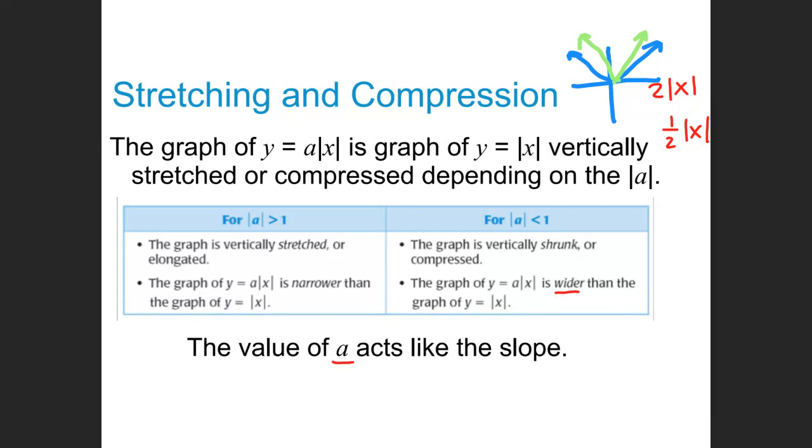If it was 1/2, now my slope would be 1/2. It still is going to look like a V shape. It's just that the slope is going to be different. So the number out in front is just going to change the slope of the graph.